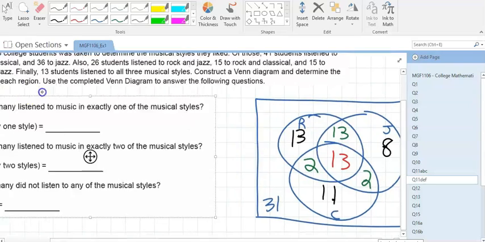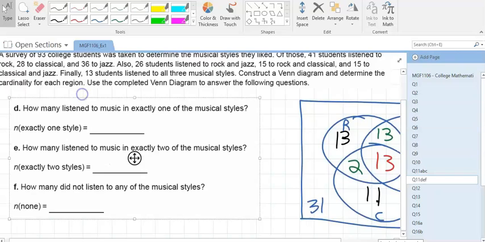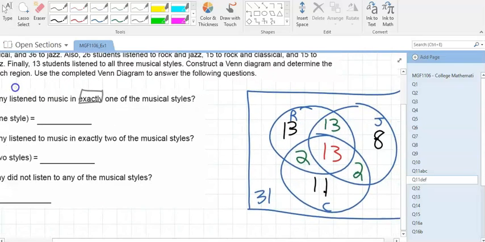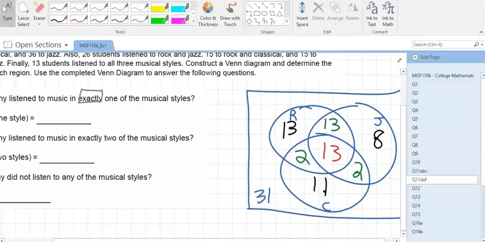So over here, we have how many listen to exactly one of the musical styles? So what numbers are we talking about there? 13? Which one? What color? Black. Yep. And 8? Yep. And 11. Because those are the students that listen to only one type of music.